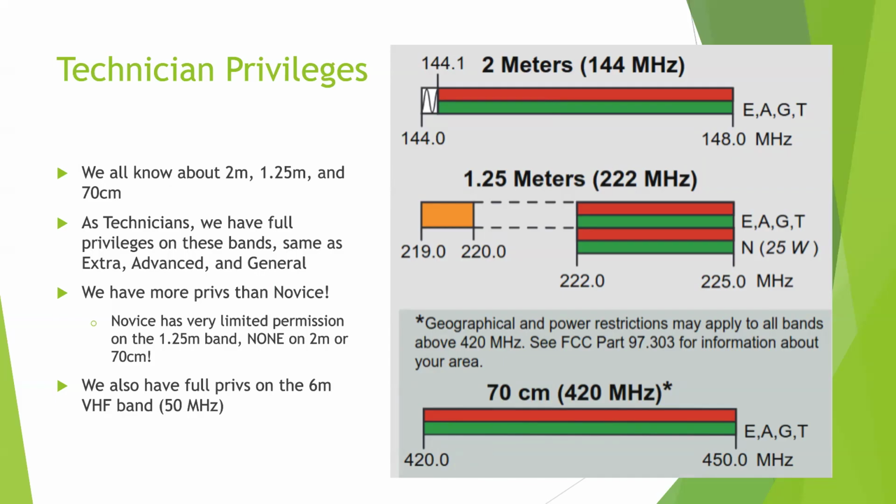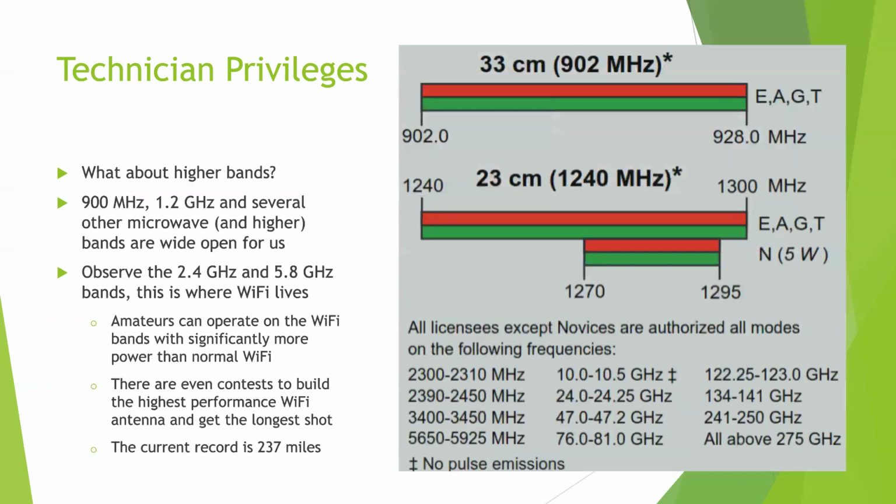We also have full privileges on the 6 meter band, which is not shown here because I couldn't fit it all on the screen. But if we want to go higher than UHF, we have privileges on 900 megahertz, 1.2 gigahertz, and other microwave and higher bands are open for us. So if you look at this, you can see we have full privileges on this 33 centimeter band, the 900 megahertz band. We have full privileges on the 23 centimeter band, which is gigahertz frequencies, more than the novice has. Novices are stuck with 5 watts on a limited section of that band.